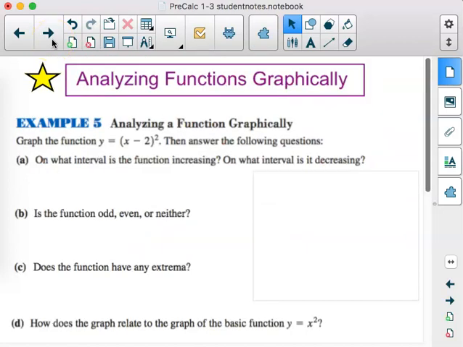So, analyzing functions graphically. All of those things that we said, hey, we've got spots for these on our little white worksheet. Domain, range, continuity, increasing, decreasing, constant, boundedness, symmetry, etc., etc. That is the analysis, and that's a big objective here. So this one says we want to graph the function y equals the quantity x minus 2 squared, and answer the following questions. And I realized, well, that's not one of my 12 basic functions, but it's pretty doggone close.